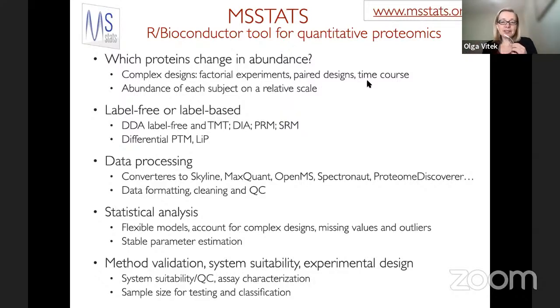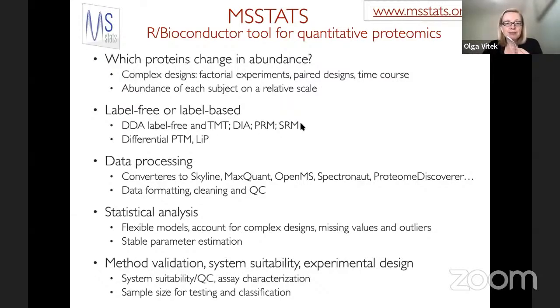A byproduct of answering this type of questions is also quantifying the abundance of a protein in each subject on a relative scale that can be compared between runs. So these summaries are useful if you want to do, for example, clustering or use protein level quantities as input to some machine learning tools or biomarker discovery tools. Technically speaking, in terms of the experiments, MSstats can handle a variety of types of acquisition strategies, in particular data-dependent acquisition, either label-free or labeled with TMT or SILAC or something else, data-independent acquisition, also PRM and SRM.